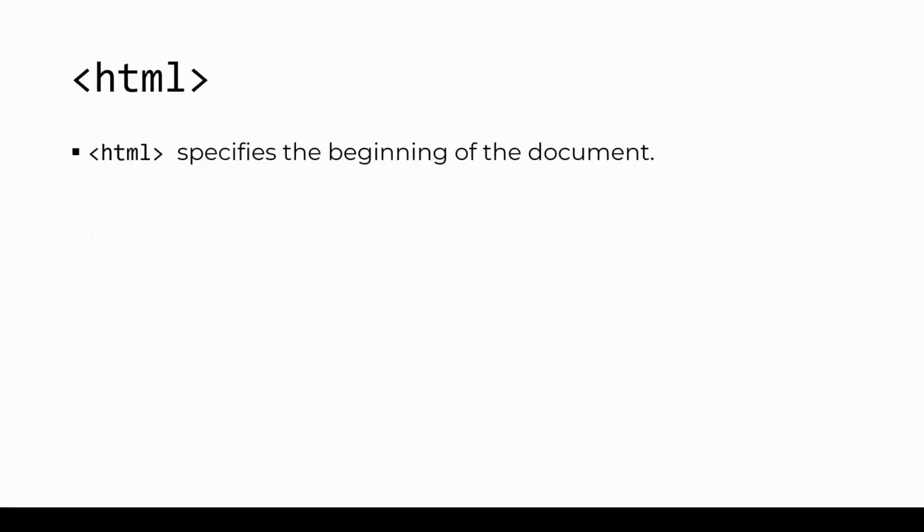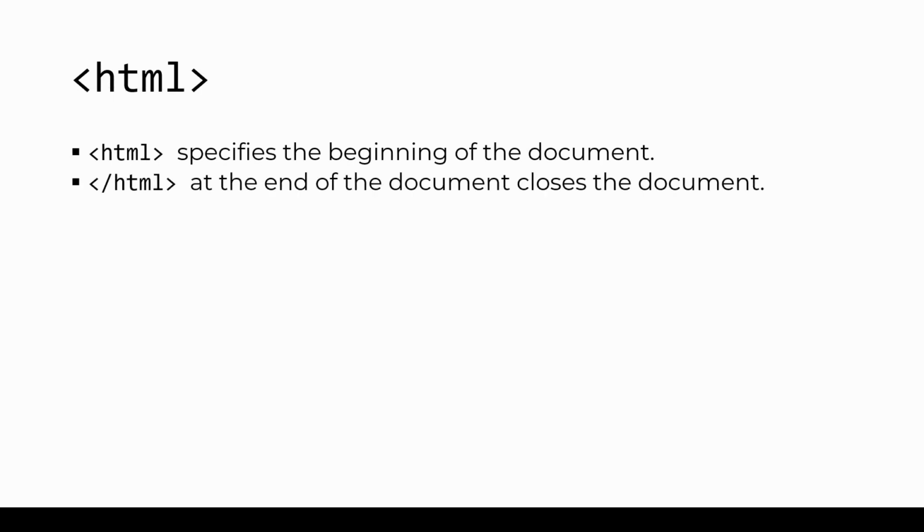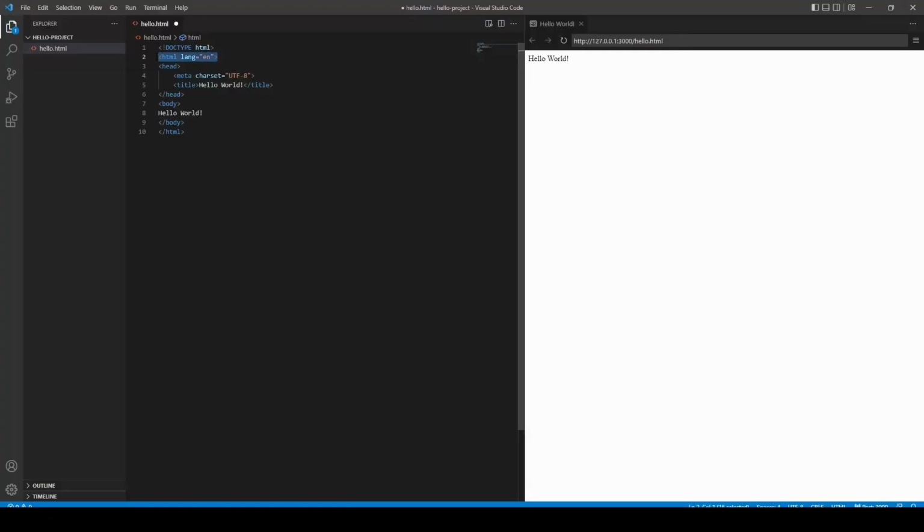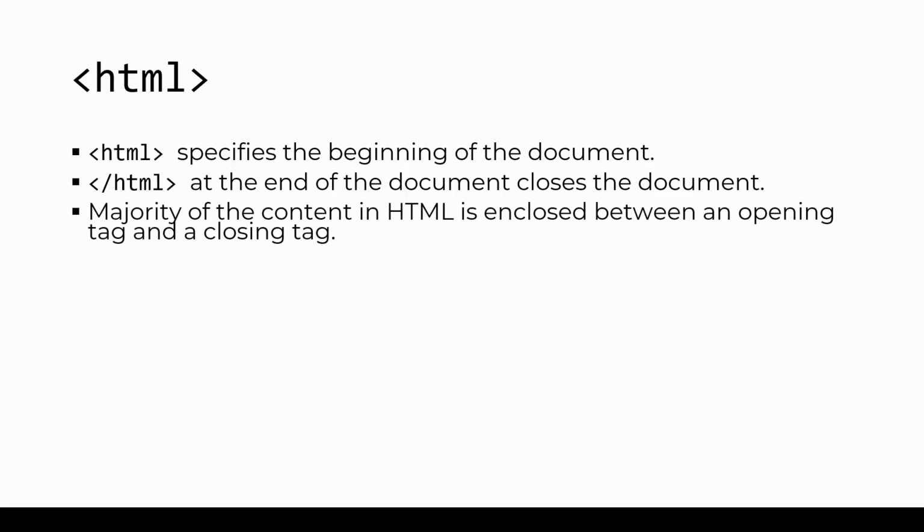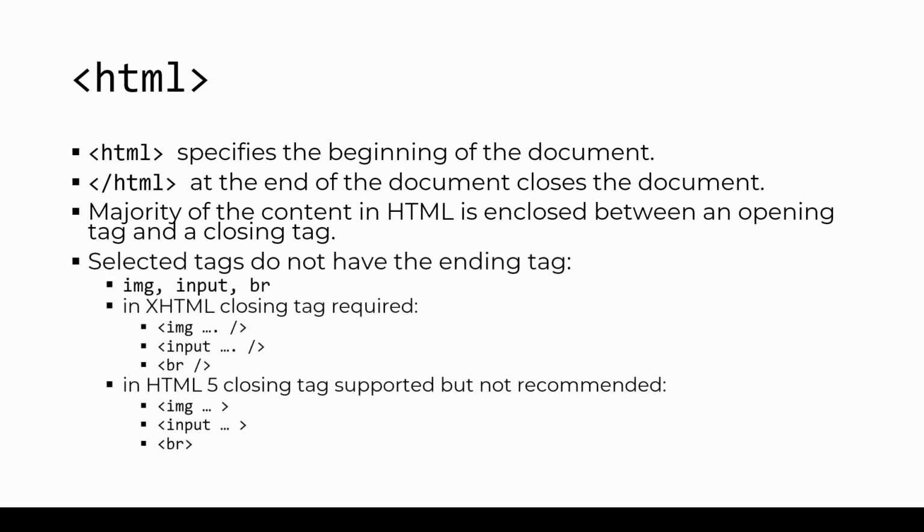The html tag specifies the beginning of the document. The /html tag at the end of the document closes the document. Most content in HTML is enclosed between an opening tag and a closing tag. An opening tag is any word enclosed in angle brackets. The closing tag is the same word, preceded by a forward slash. Some tags, such as img, input, br, do not have an ending tag. Years ago in XHTML, it was required to artificially close such tags by using a fancy opening-closing tag. In HTML5, such tags are still supported, but not really recommended.